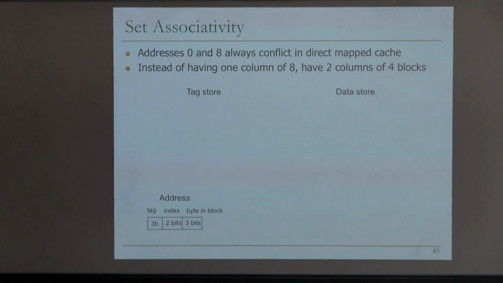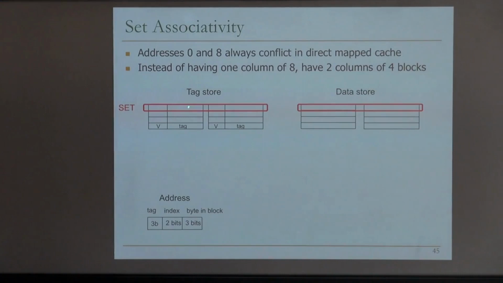Basically now your tag store looks like this. It's called a set. Data store looks like this. You can store one block here and another block here. They map to the same index. So now your index bits has reduced. Byte and block stays the same because we didn't change the block size, but you have more tag bits. That's the idea. Now you can store 0 over here and 8 over here. And if your pattern is 0808808, you get 100% hit rate, in the steady state at least.